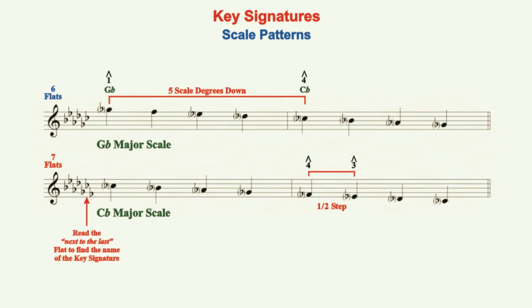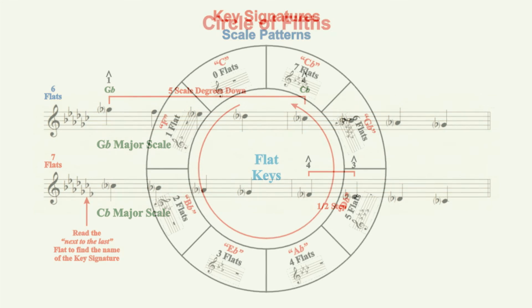To read the new key signature, we find the next to the last flat in the sequence to determine that this is the key signature for C flat major. Once again, we have come full circle from no key signature to a key signature containing 7 flats.